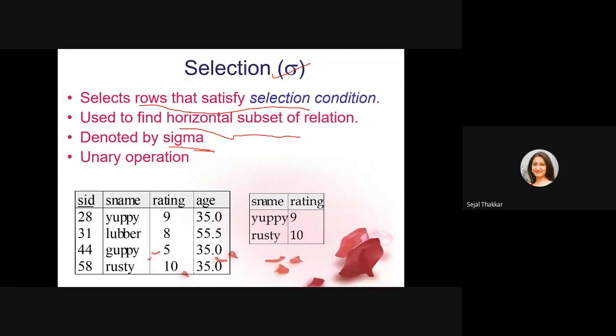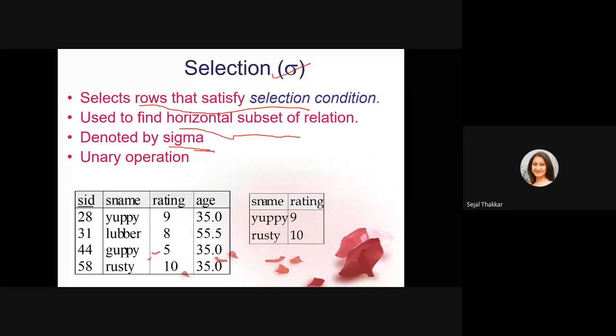Computer department. Same way, suppose I want to select people whose ratings are greater than 8. So can anyone reply from this table which row will come, which row has rating greater than 8?